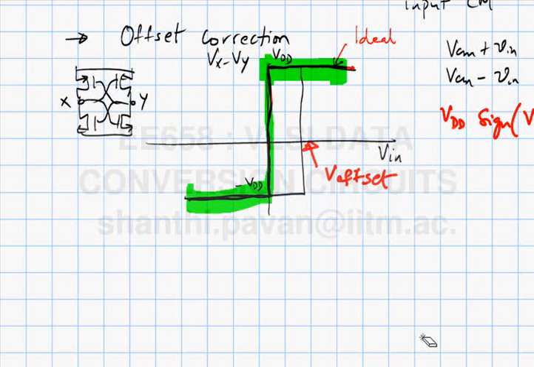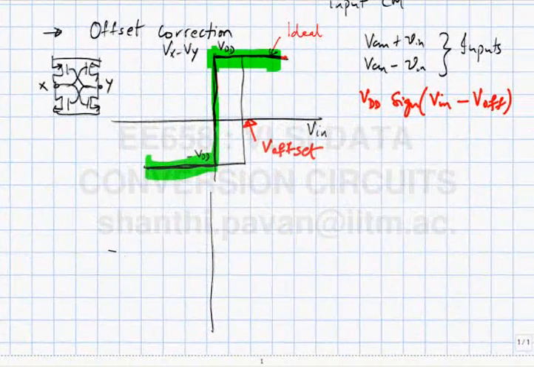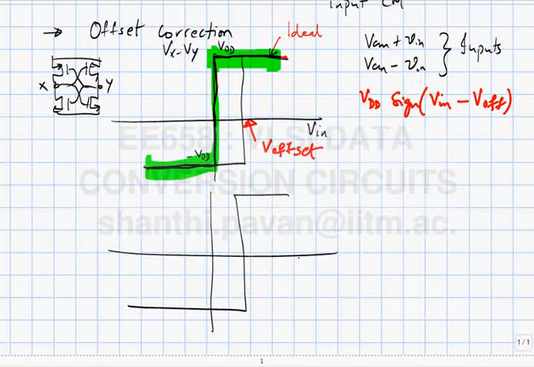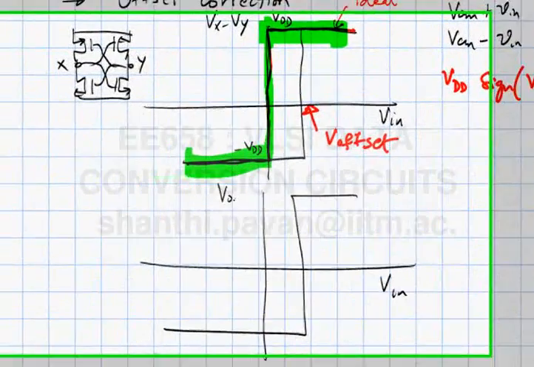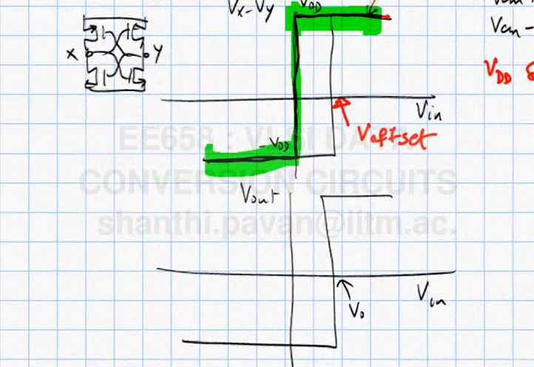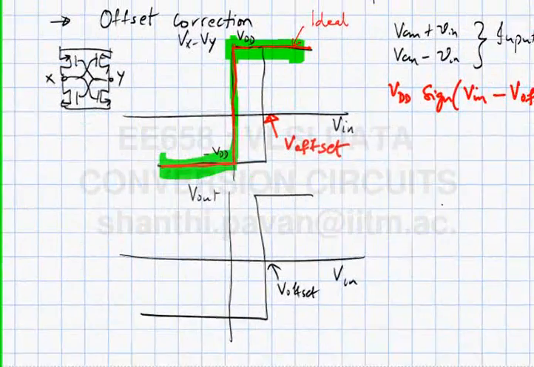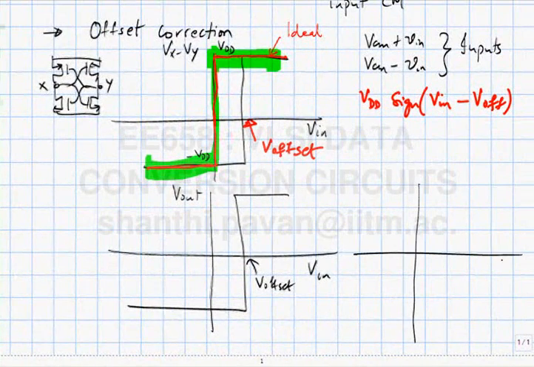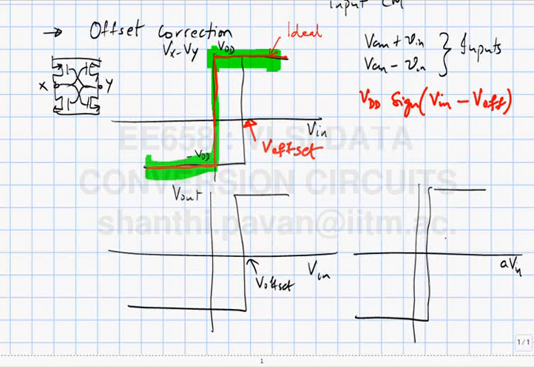If I had this curve, this is Vn, and this is V out, and this is some V offset. If I scale the input axis by some A times V in, what will happen? This should become V offset by A. Does that make sense?